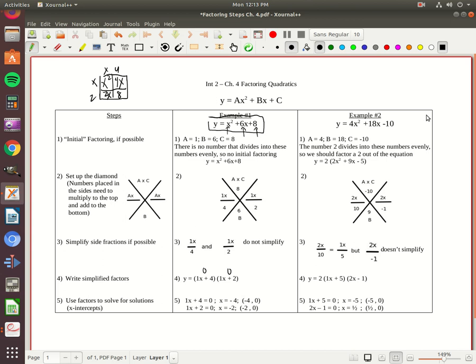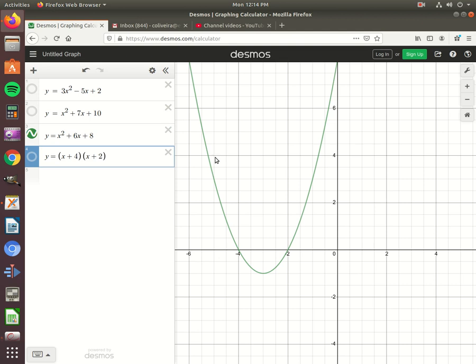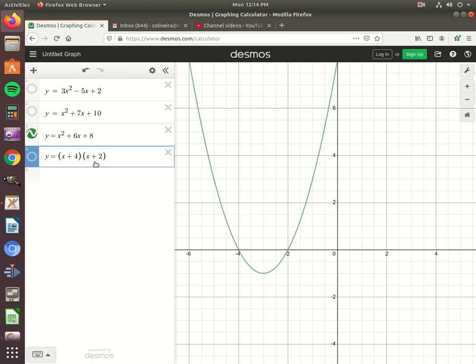So again, let me kind of set this up. Show you real quickly that y equals x squared plus 6x plus 8 gives us a parabola. And then if I were to use the diamond to break it into the product, again, this is the sum, this is the product. There's x plus 4, x plus 2, x plus 4, x plus 2. You can see I get the exact same parabola.